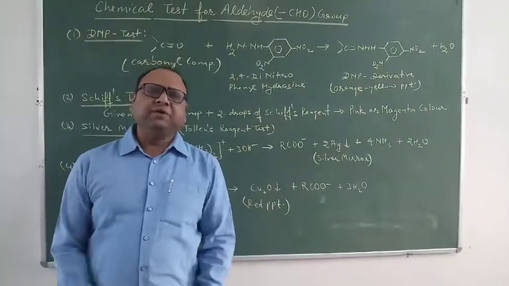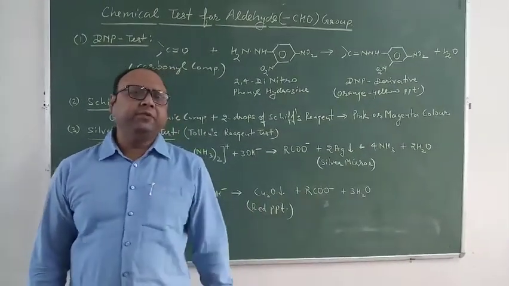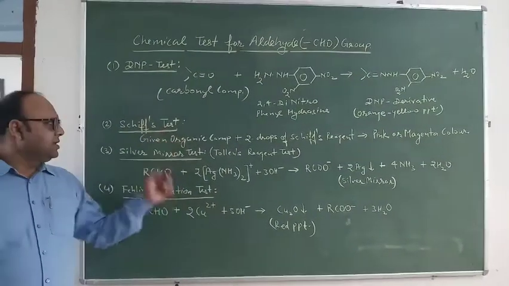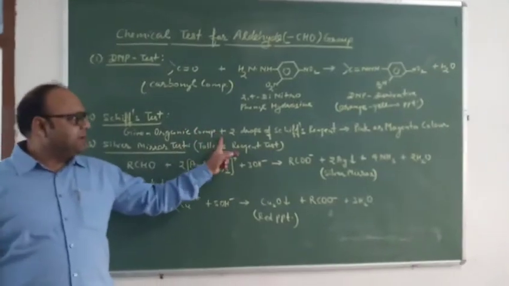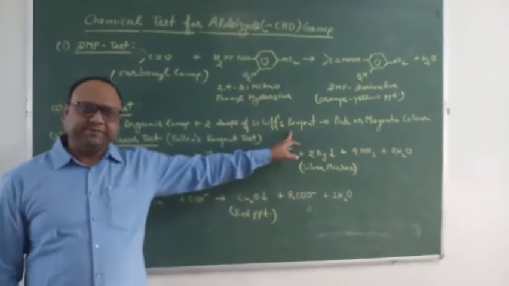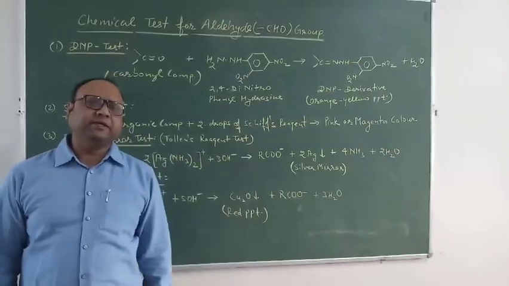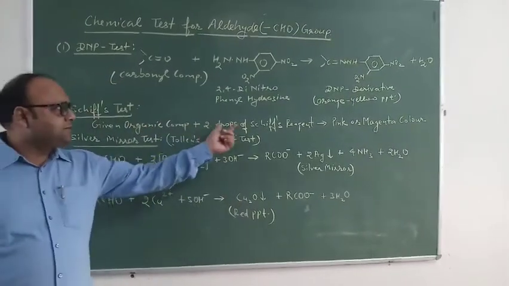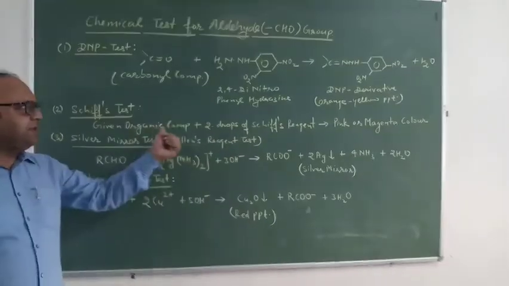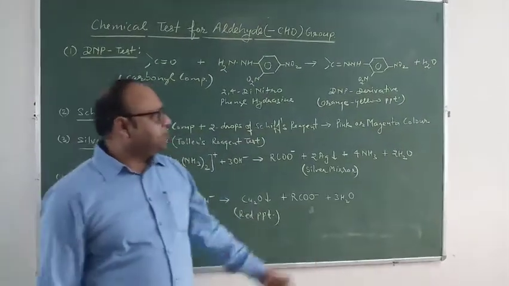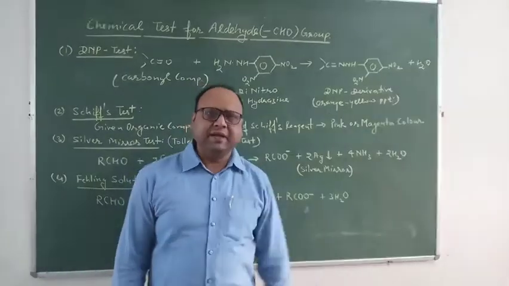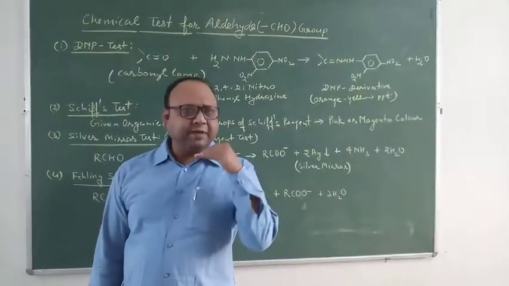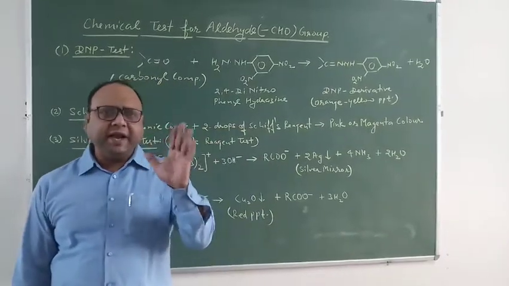Now for the confirmation of the aldehydic group, we have to use 3 tests. First is the Schiff test. The given organic compound plus 2 drops of Schiff reagent. Para-rosaniline hydrochloride solution is the Schiff reagent. When 2 drops of Schiff reagent are added to the given organic compound, if you get a pink or magenta color, it means the given compound is aldehyde. So it is confirmed that the given compound is aldehyde.